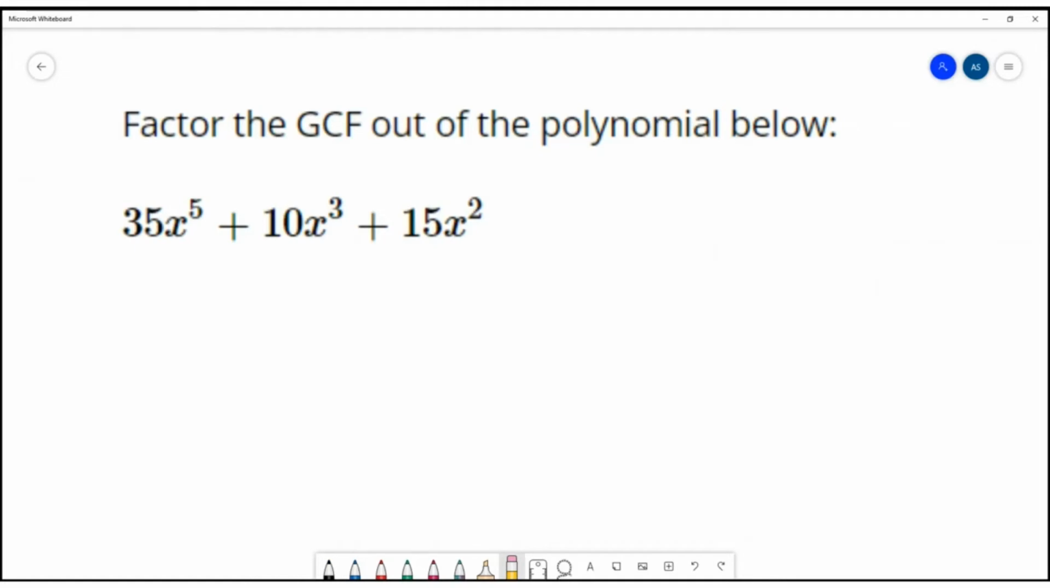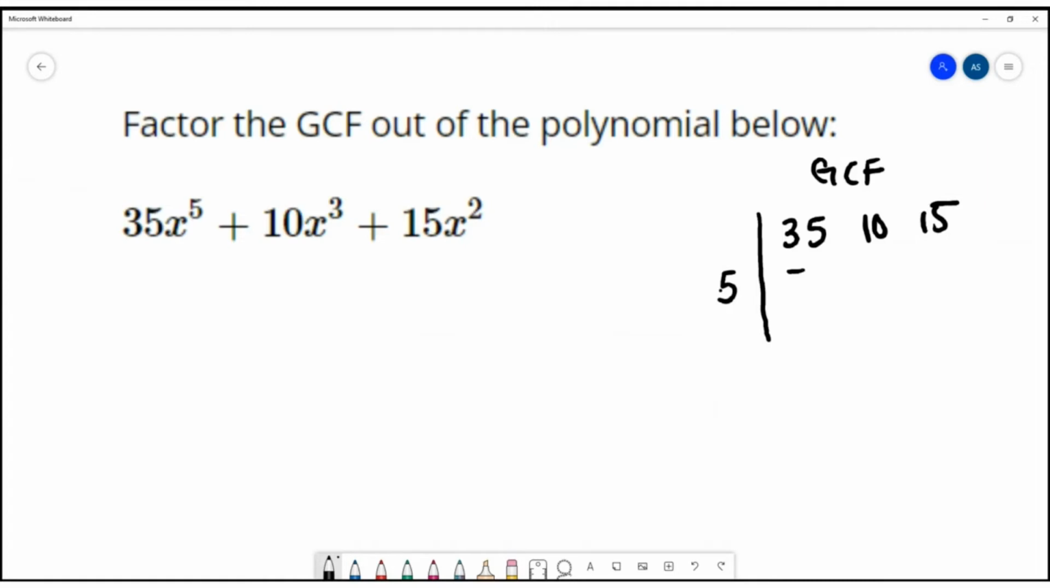So in this next example, we want to factor the greatest common factor out of the polynomial below. We have 35x to the 5th plus 10x cubed plus 15x squared. So on the side here, I'm going to work on finding the greatest common factor of 35, 10, and 15. I'm going to keep a running list on the side here. I notice that all these numbers end in a 5 or a 0, so I know that 5 divides into all of them, making 5 a factor of all of them, a common factor.